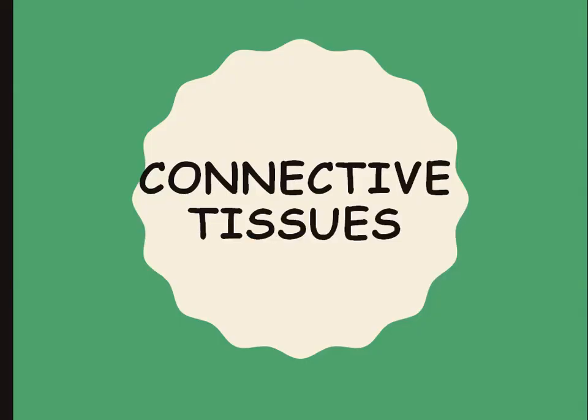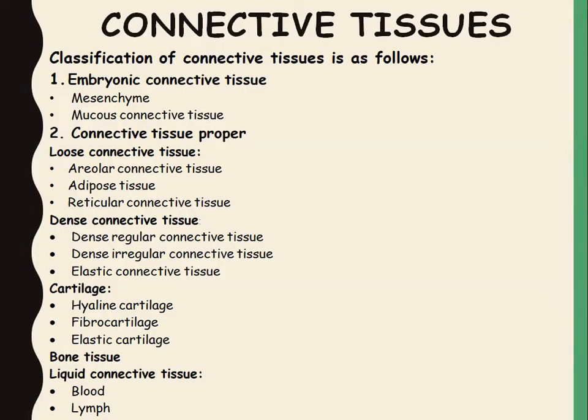Next one is the connective tissue. The classification of connective tissue is as follows. First one is the embryonic connective tissue, again divided into two parts: mesenchyme and mucous connective tissue. Next one is the connective tissue proper. First is the loose connective tissue, in that areolar connective tissue, adipose connective tissue and reticular connective tissue. Next is the dense connective tissue, in that dense regular connective tissue, dense irregular connective tissue, and elastic connective tissue.